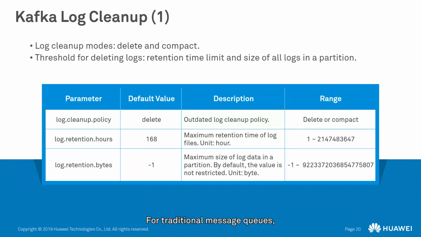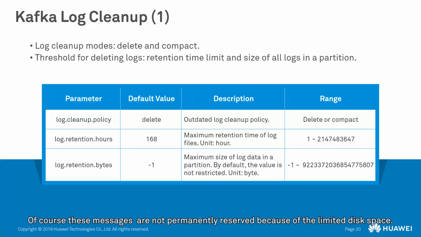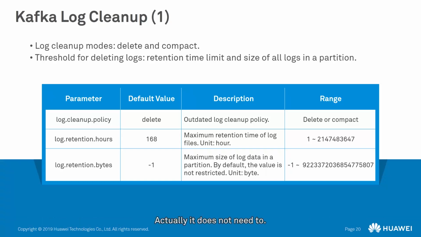For traditional message queues, consumed messages are usually deleted. However, in the Kafka cluster, all messages, no matter consumed or not, are reserved. Of course, these messages are not permanently reserved because of the limited disk space. Actually, it does not need to. So Kafka provides 2 policies to handle messages that are out of date: delete and compact.